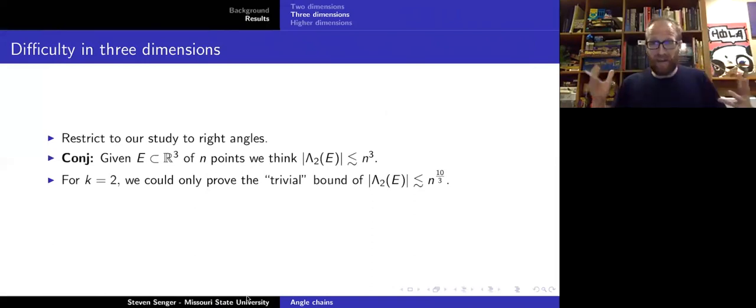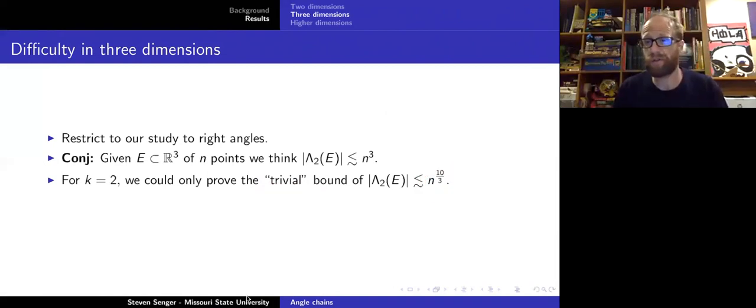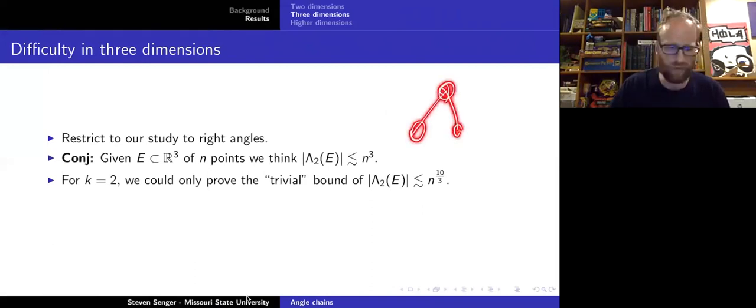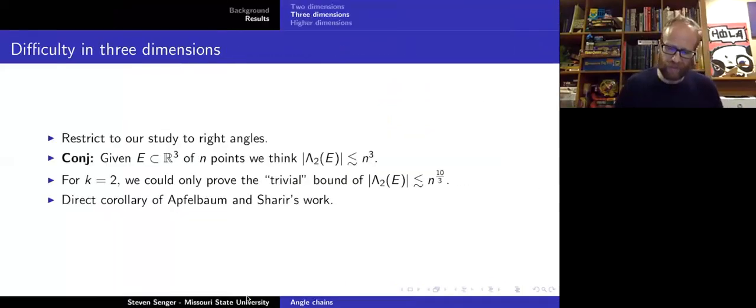After, like I said, about 9 months of work, with the 3 of us meeting over Zoom at least once per week, if not twice per week, we could not improve the trivial bound. And this is trivial because Apfelbaum and Sharir gives us n to the 7/3 choices for the first 3 points, and then just n choices for the last point. It's unfortunate, but this was the best we could do.